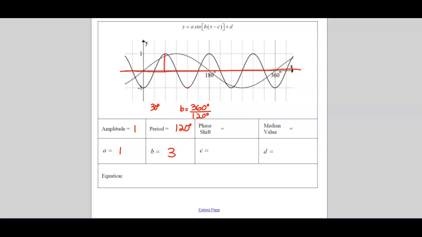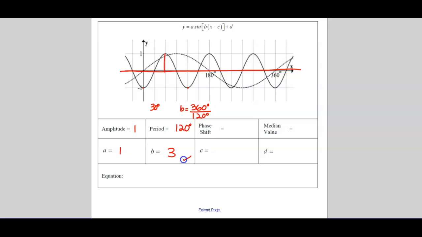Take a look at what we learned yesterday. In the regular period, for sine or cosine is 360 degrees. So in the regular period, how many cycles do we have? We have 1, 2, 3.